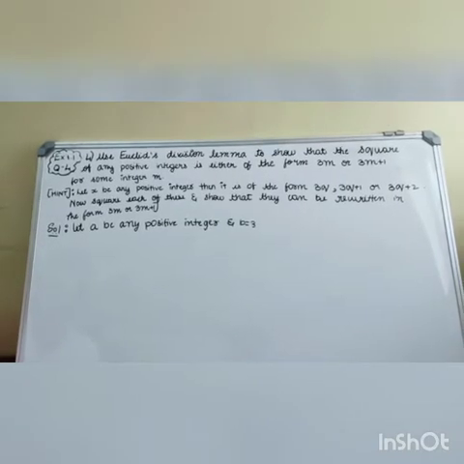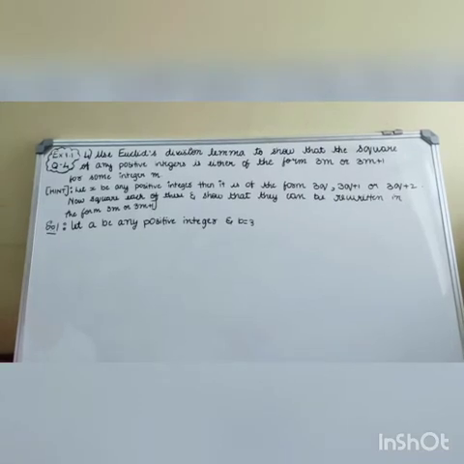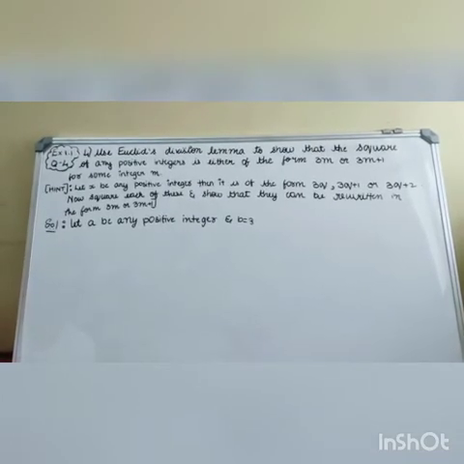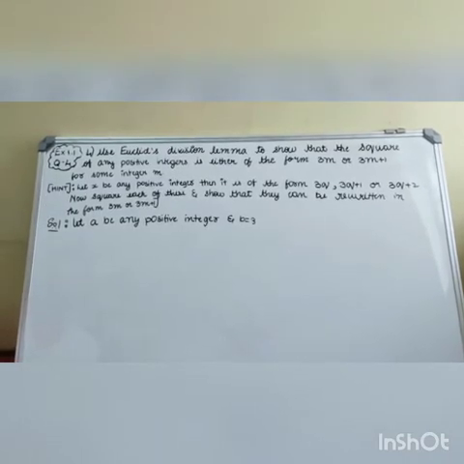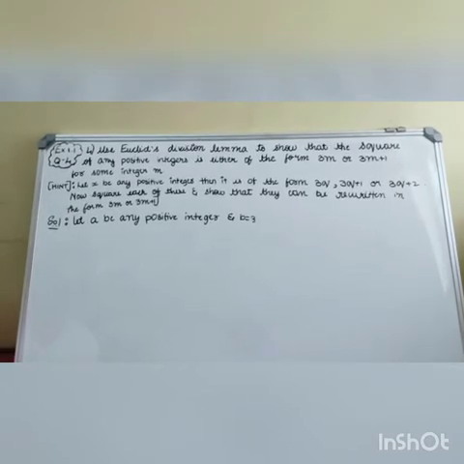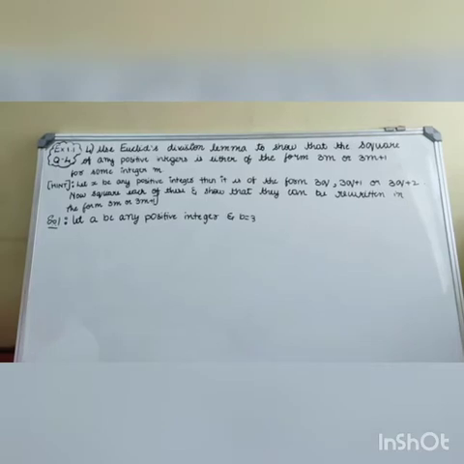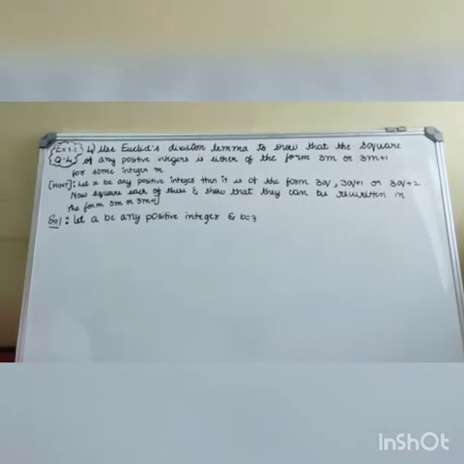Use Euclid's division lemma to show that the square of any positive integer is either of the form 3m or 3m plus 1 for some integer m. Now let's read the hint. Let x be any positive integer, then it is of the form 3q plus 1 or 3q plus 2. Now square each of these and show that they can be rewritten in the form 3m or 3m plus 1. In this question, let's begin the solution.